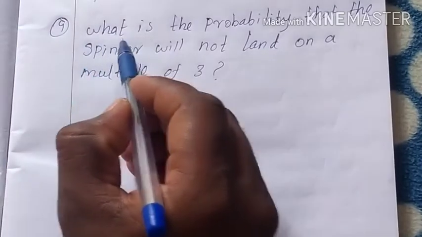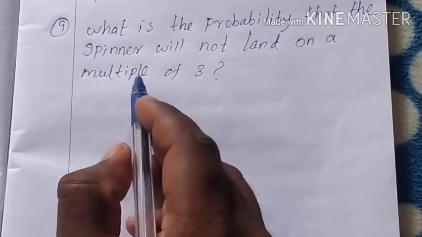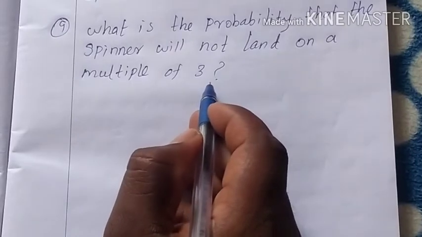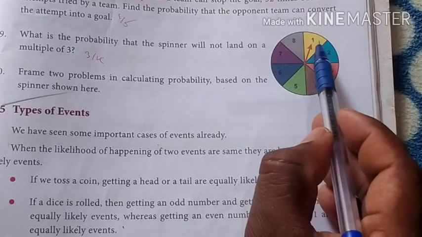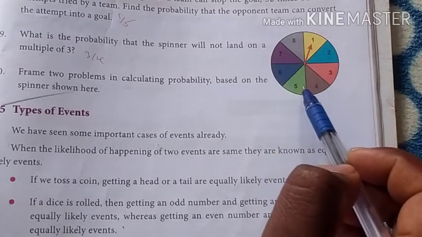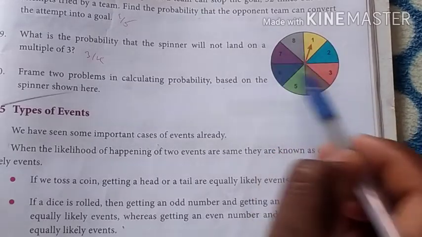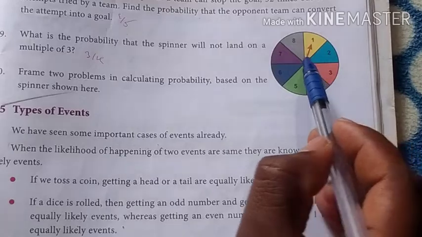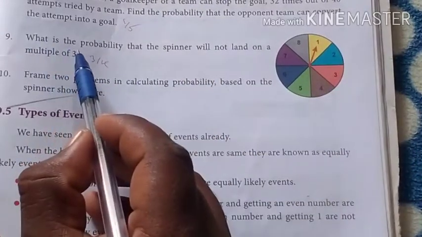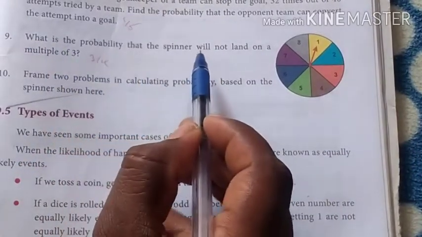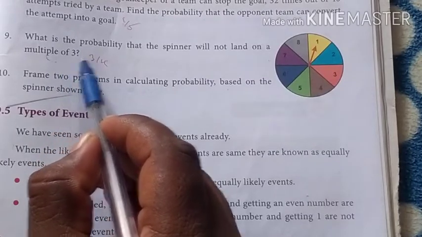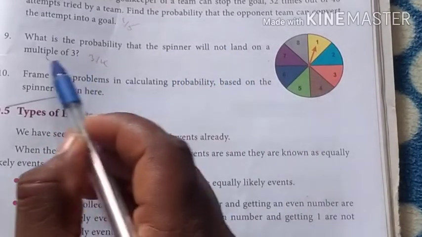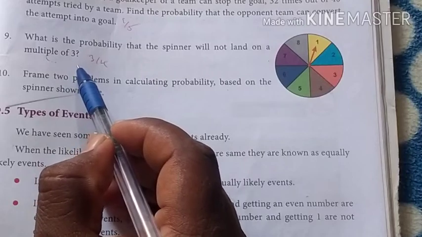Okay, next, 9th question. What is the probability that the spinner will not land on a multiple of 3? Okay, consider the diagram. This is the spinner. The spinner has 1, 2, 3, 4, 5, 6, 7, 8, 8 numbers. Your question is, what is the probability that the spinner will not land on a multiple of 3? Okay, that means the complement event of landing on a multiple of 3.